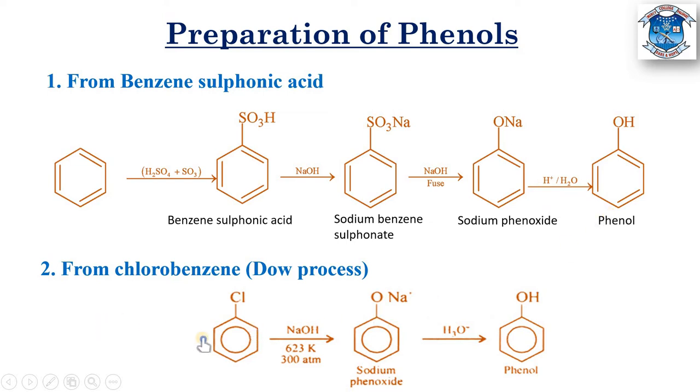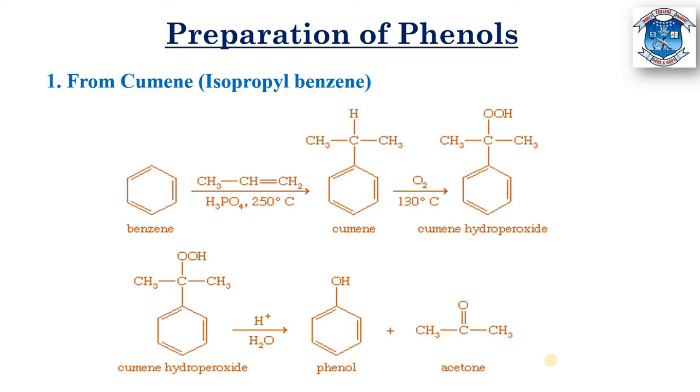The second method is from chlorobenzene, and this is also known as the Dow process. Chlorobenzene, when heated with sodium hydroxide at 623 Kelvin and 300 atmosphere pressure, gives sodium phenoxide, which upon acidification gives phenol.